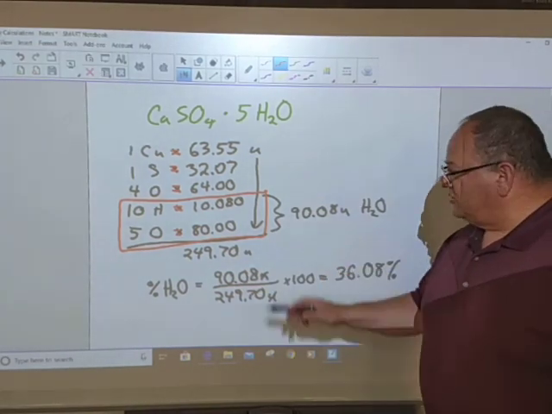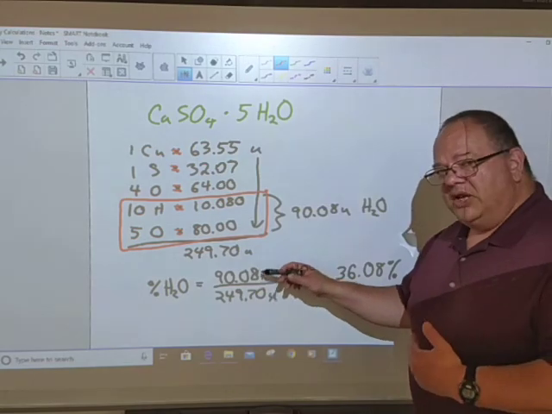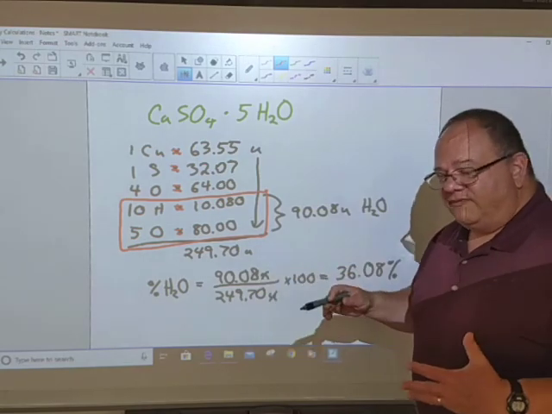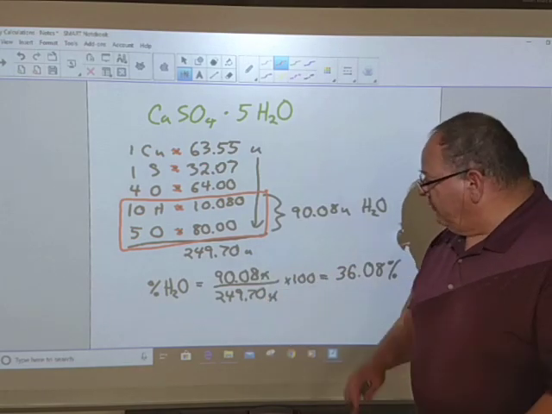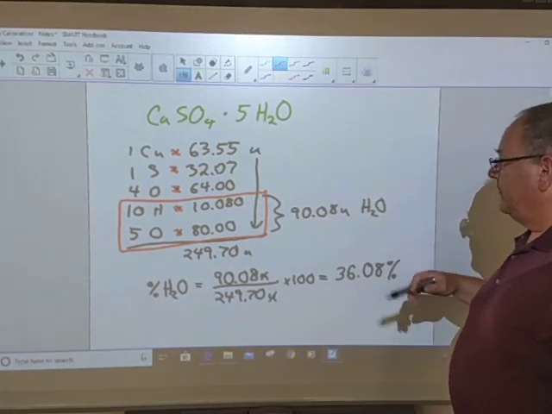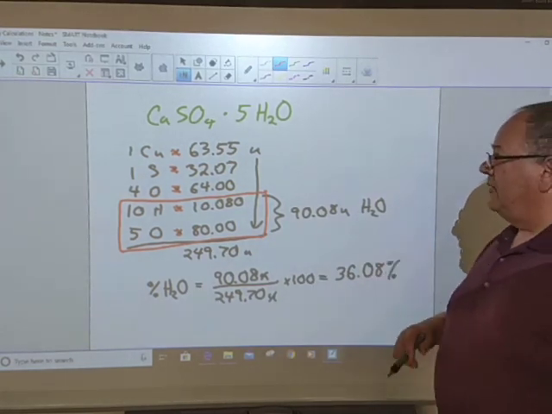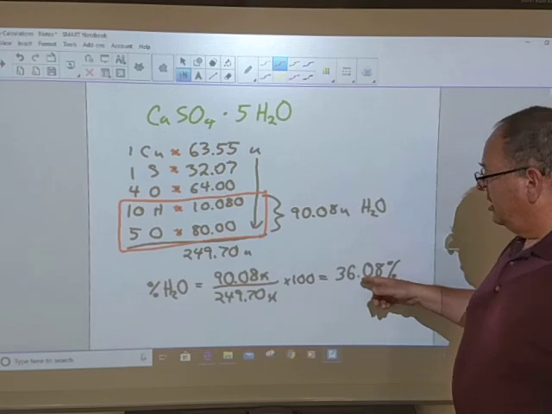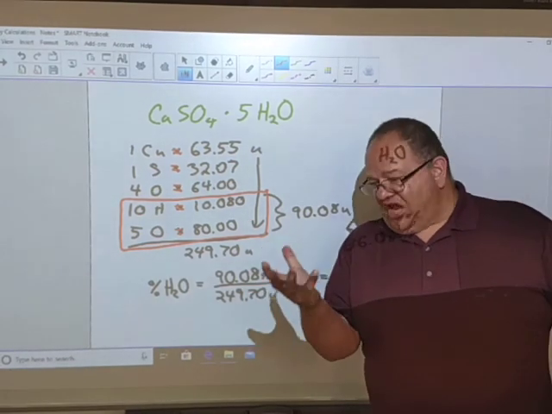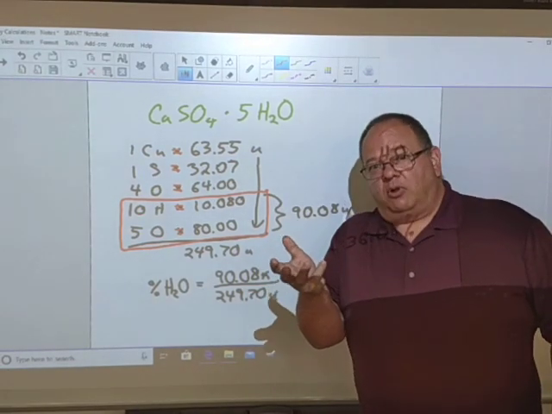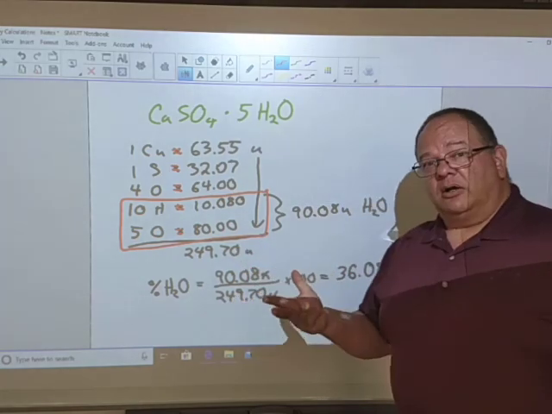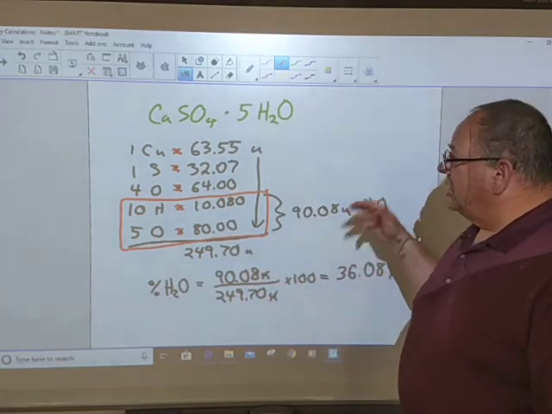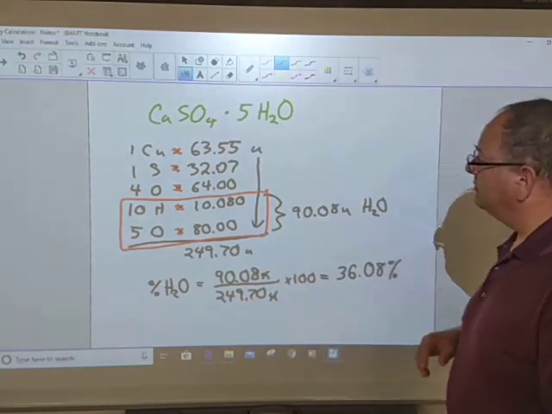Same concept applies. On top, I'm putting the mass of the part I'm looking for. On the bottom is the total mass, times 100. When I get out a sample of copper sulfate pentahydrate, 36.08% of that sample is water. It's got water incorporated into the crystals.